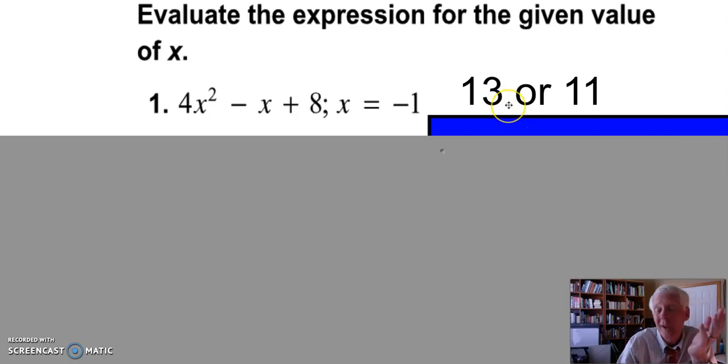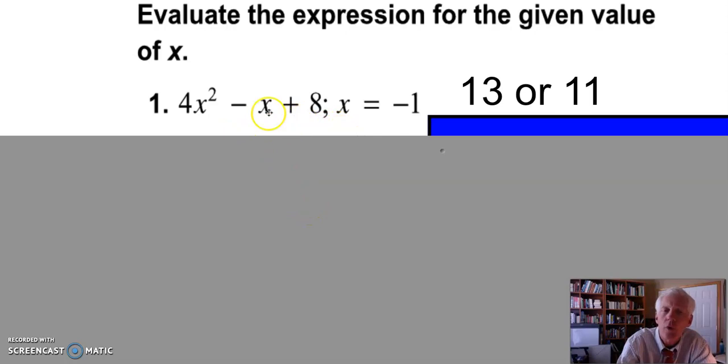When I first did this in my head, I made the mistake. I got this: if x is -1, -1 squared is 1. 4 times 1 is 4. 4 minus 1 is 3. 3 plus 8 is 11. Wrong. It's 4x squared minus -1. Remember, minus a negative, 2 minuses, becomes a positive. So the answer is 13.